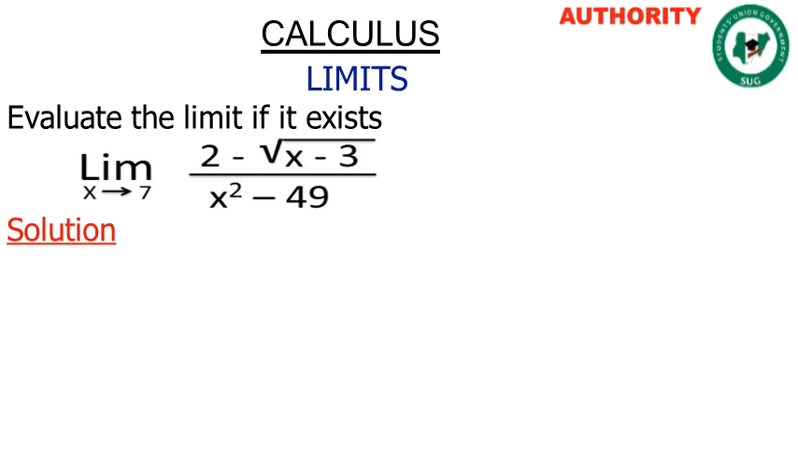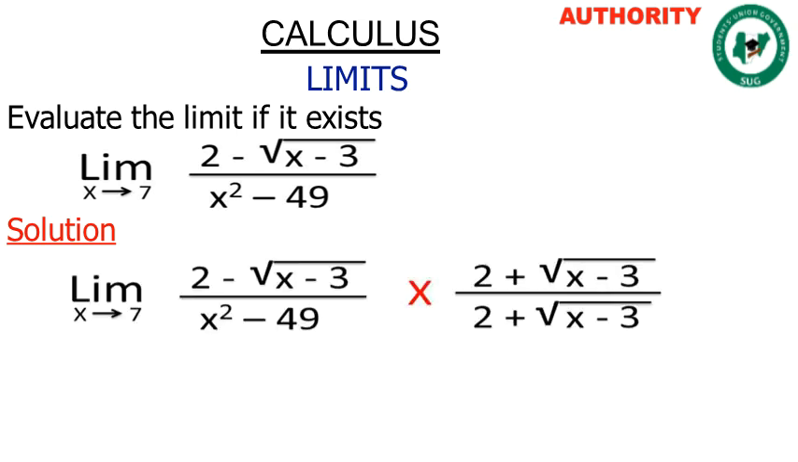Now let's go. We are going to have the limit as x approaches 7 of (2 minus the square root of x minus 3) all over x squared minus 49, times (2 plus the square root of x minus 3) all over (2 plus the square root of x minus 3). The numerator divided by the denominator, since they are the same, will give you 1. Multiplying by the function given to us will still give us the same thing.